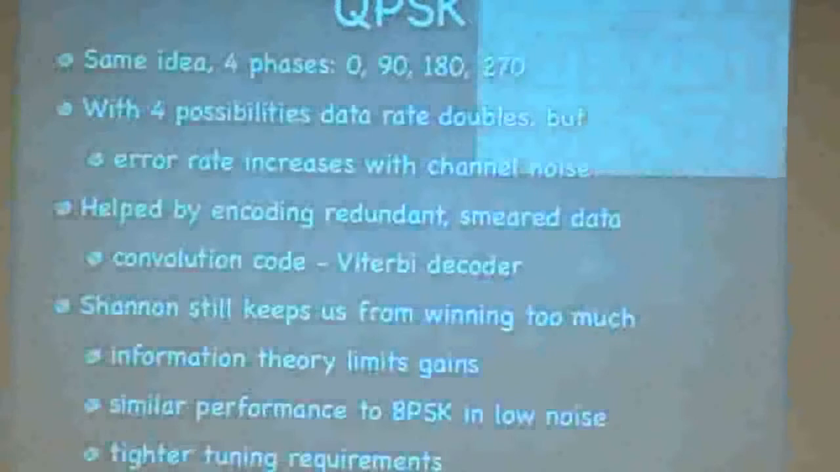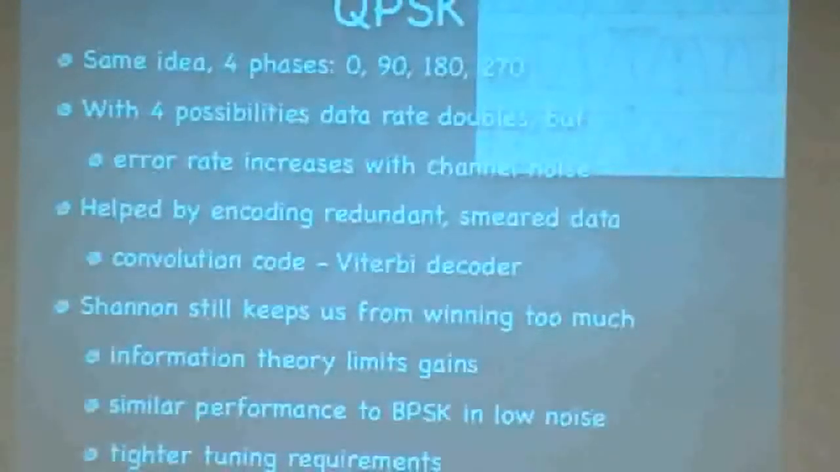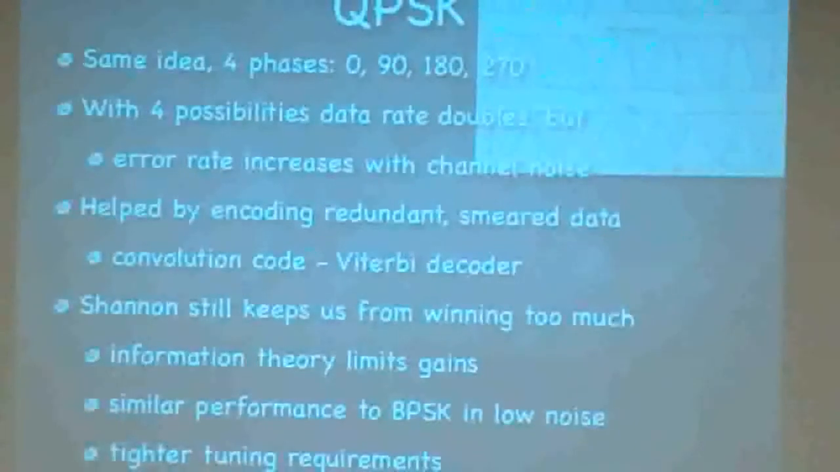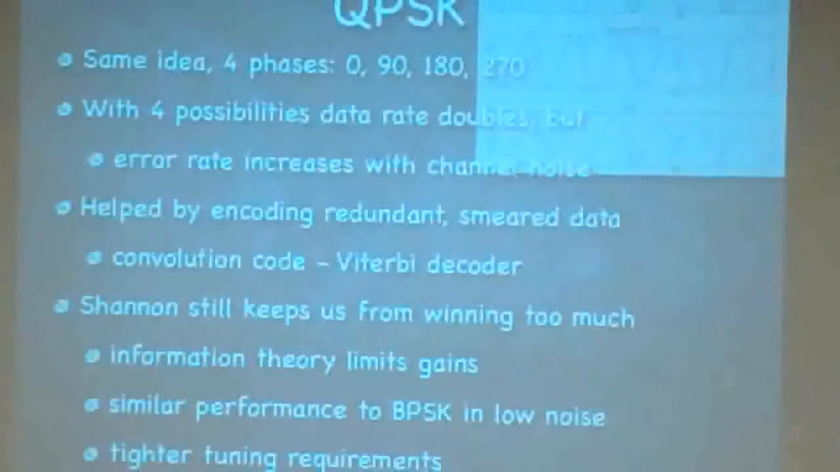Now QPSK, that's quadrature PSK. And that's where instead of going 180 degrees, we actually go 90-degree phase shifts. You can see some of the phase shifts up here. It's a reasonable way to look at it. But again, you see the sharp transitions. We have to do the same tricky stuff. But now we get 4 possibilities. So we can encode 2 bits. And that gives us a higher data rate, but at the cost of being more susceptible to noise.